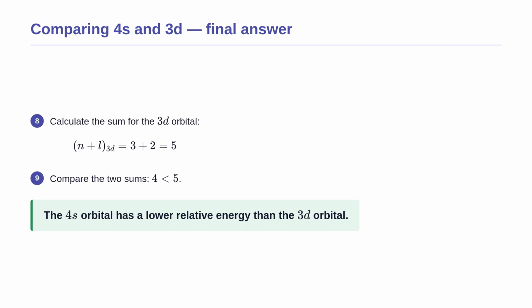Physically, this means an electron will experience less repulsion and be more stable in the 4s orbital, which is exactly why it fills before the 3d subshell.